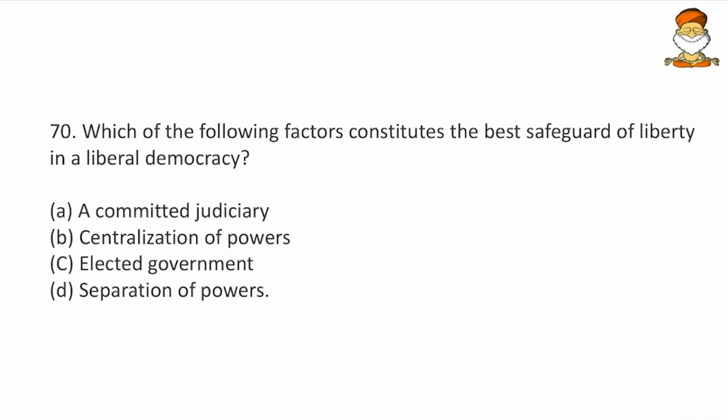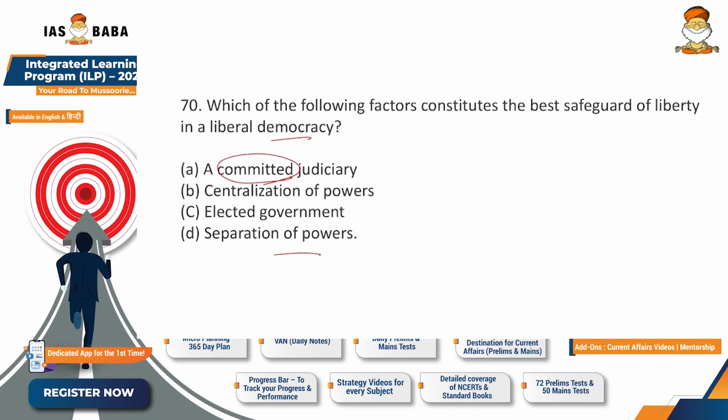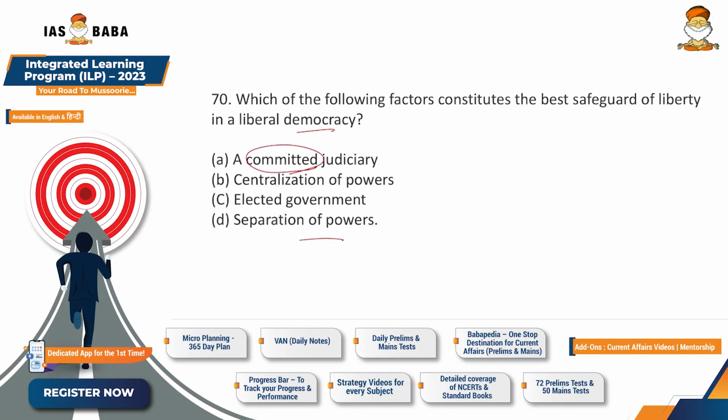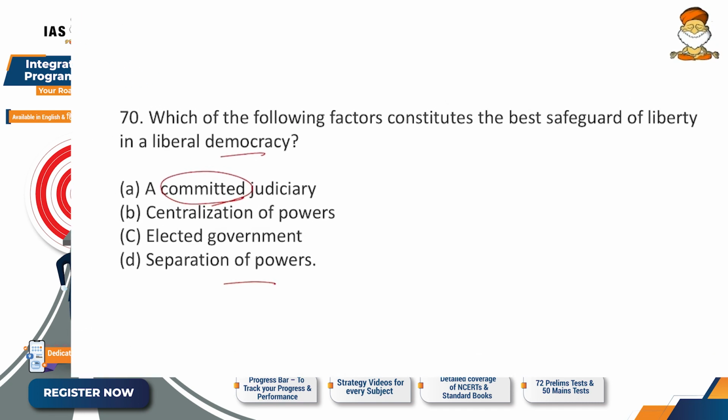Then, which of the following factors constitute the best safeguard of liberty in a liberal democracy? So here: a committed judiciary, then centralization of powers, then elected representatives, and separation of powers. Friends, this question also we have discussed. So the committed judiciary, the word "committed" is not having a proper meaning. In the Second ARC and in other legal documents, committed bureaucracy means the bureaucracy that is having a nexus with the politicians. That is, if the politicians order them to walk, they are ready to crawl, and they are ready to do any kind of activities, be it legal or illegal or ethical or unethical, on the behest of political masters. So if you consider that, we can eliminate A.